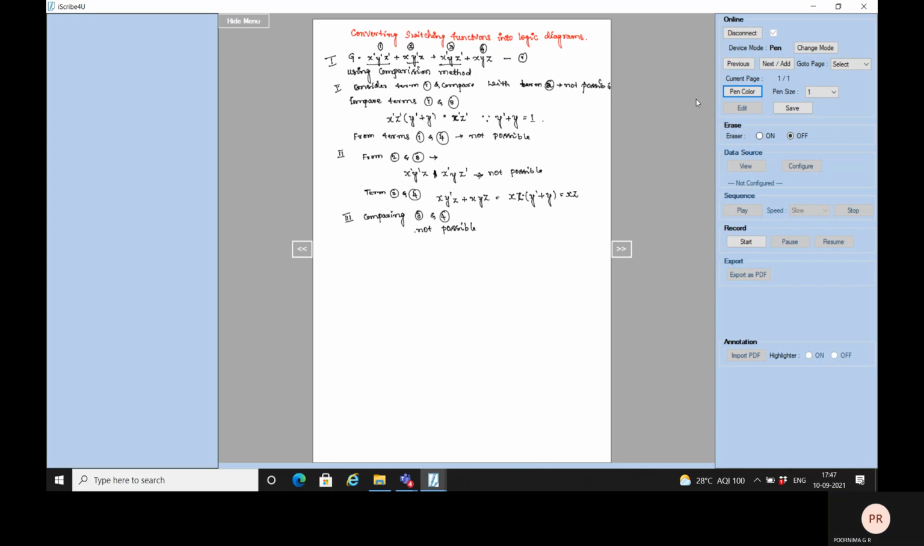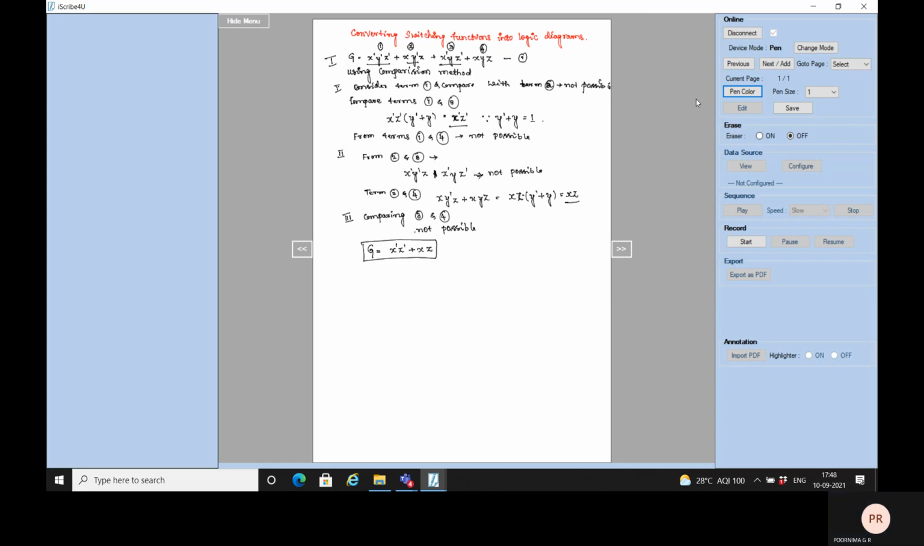So hence what will be the final result? Our final expression will be the reduced expression. From the comparison results, we have x bar, z bar, OR with x z. So again, you can see whether further we are able to remove the redundancy. It is not possible because all are conjugated to each other. So hence, this will be the final expression or the optimized expression that we have.